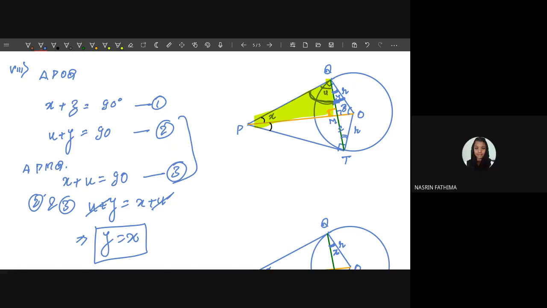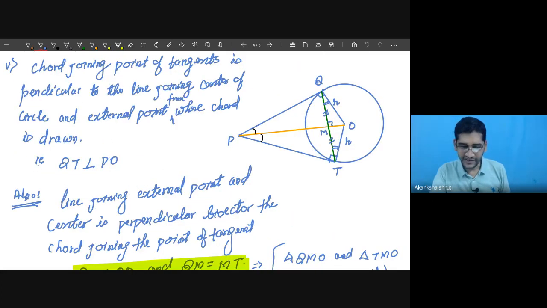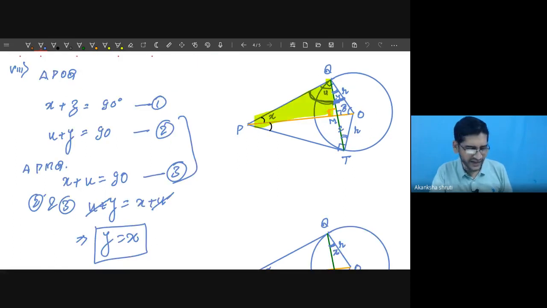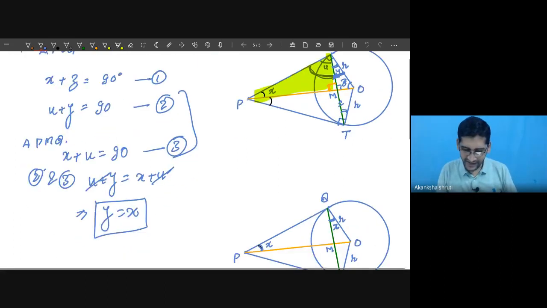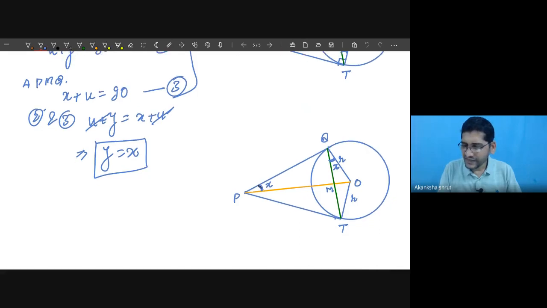No, sir. So what I had done, I had copied this figure. Here I want to prove that the angle between the line joining the external point to the center is the same as the angle between the radius and the chord joining the points of tangent. So write that one first.